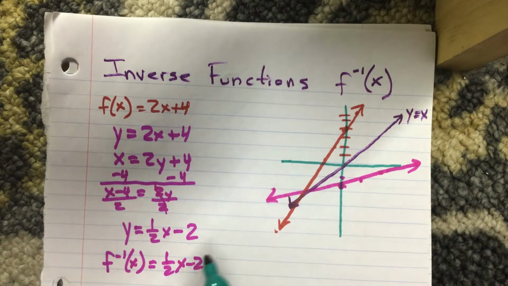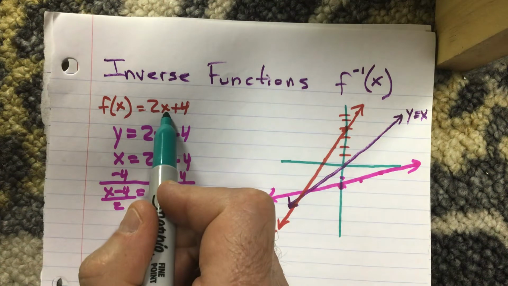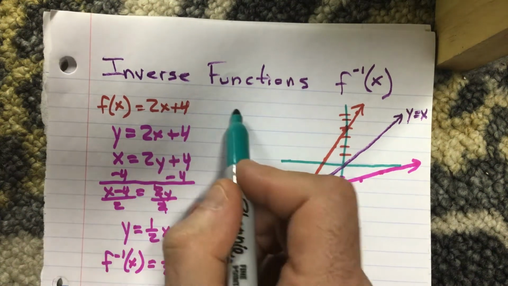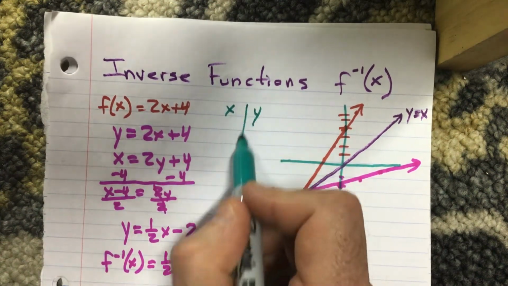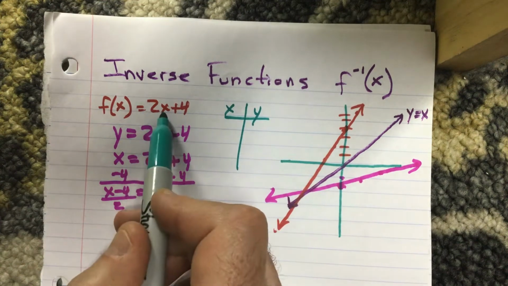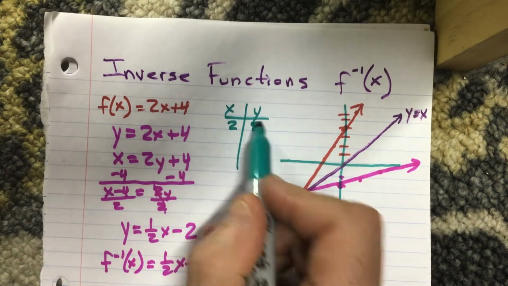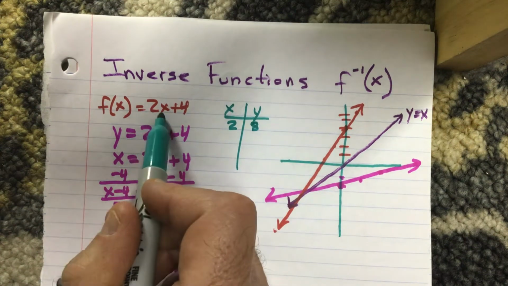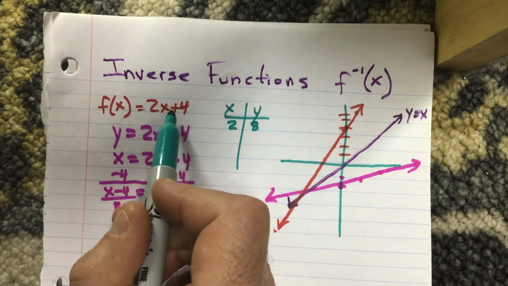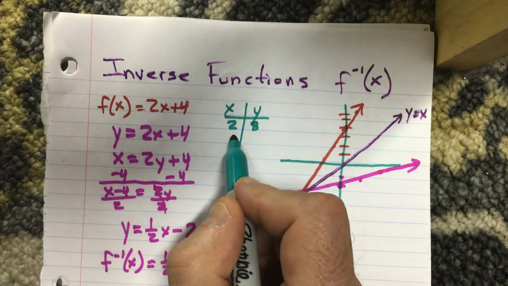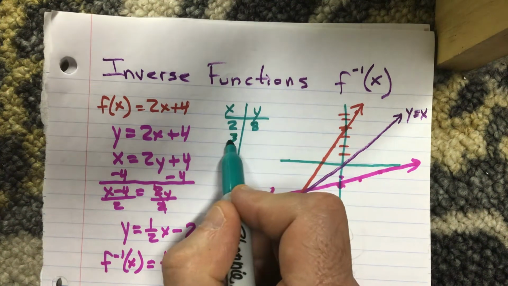So in other words, if I was to plug in, for example, a 2 right here, so let's make a little table here. I'll plug in a few values. If I plug in 2, 2 times 2 is 4, plus 4 is 8. I get the solution 2, 8. If I was to plug in 3, 3 times 2 is 6, plus 4 is 10. So I get 3, 10.